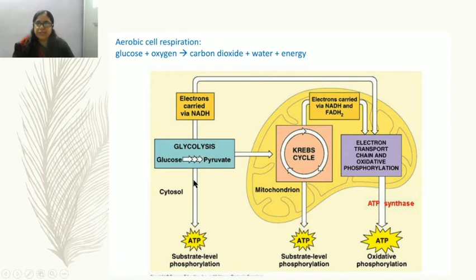So different steps, as I said in the first slide itself: the first step, glycolysis, takes place in the cytoplasm, where glucose is converted into pyruvate. Second step is the Krebs cycle, where pyruvate undergoes chemical changes, enters into the Krebs cycle, and then produces ATP by the release of electrons. And these electrons now enter into the electron transport chain, and by the process of oxidative phosphorylation, they produce ATP. Phosphorylation is the formation of ATP.